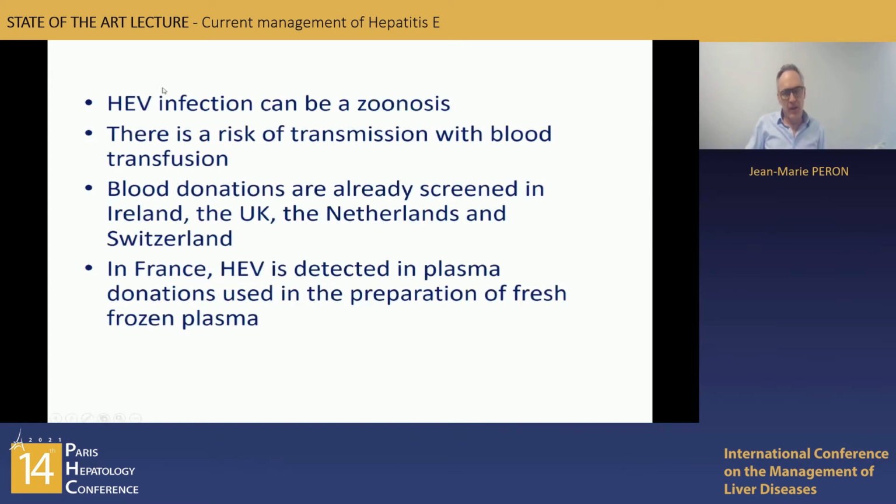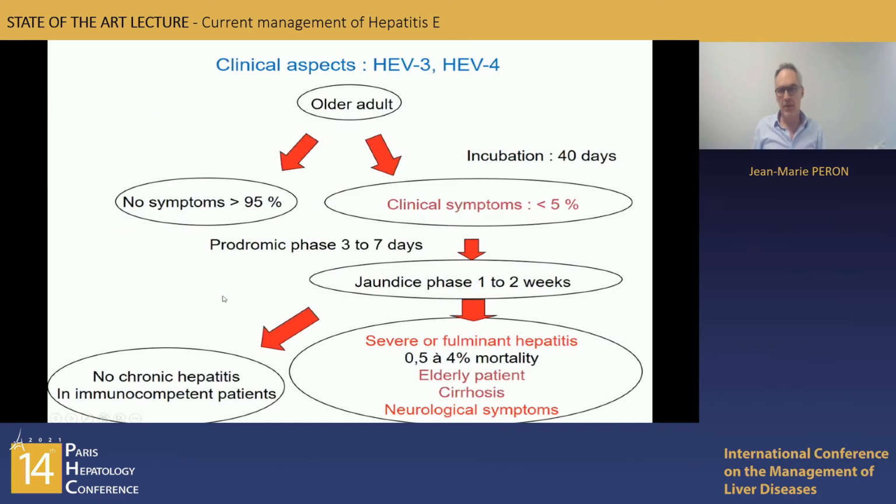So as we've seen up to now, HEV infection can be a zoonosis. There's more and more data on this risk of transmission. There's also a risk of transmission with blood transfusion. Blood donations, in fact, are already screened in different European countries and in the UK. And in France, HEV is detected in plasma donations. So what about the clinical aspects?